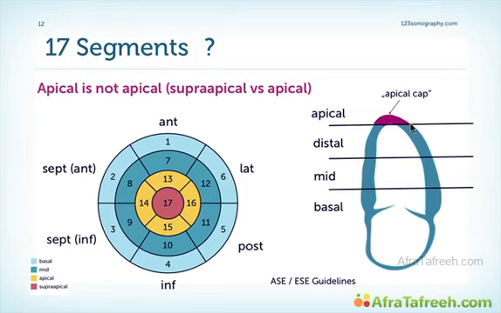Why is this model appealing? Because sometimes you have small infarcts which only involve the supraapical region. If you would use the 16-segment model, you would probably overestimate the size of the infarct. By using the 17-segment model, you can clearly demonstrate that only the supraapical region is really involved.